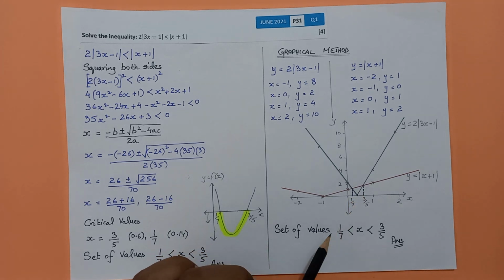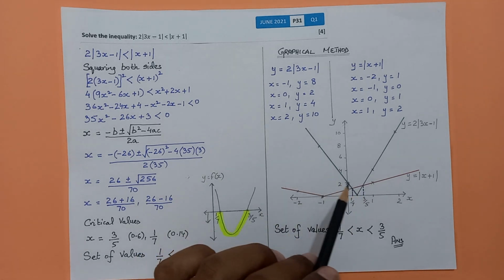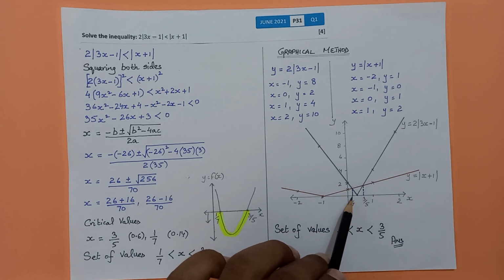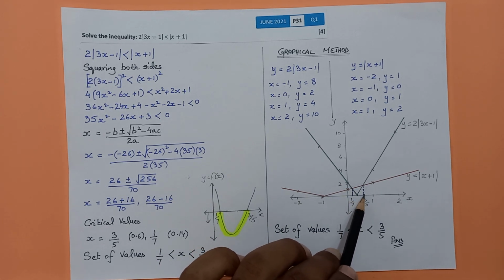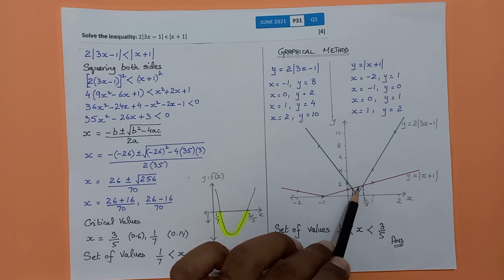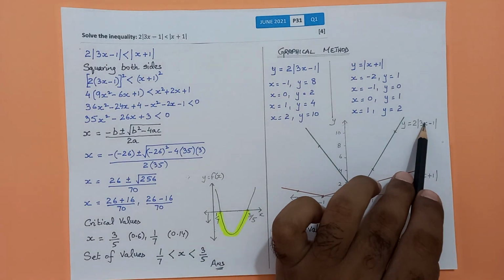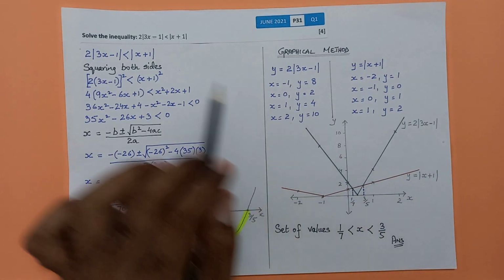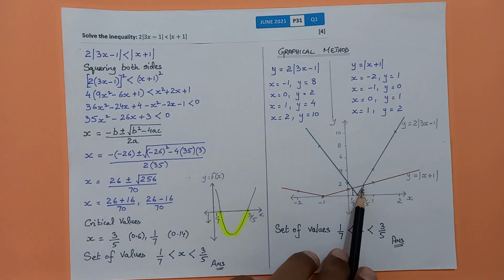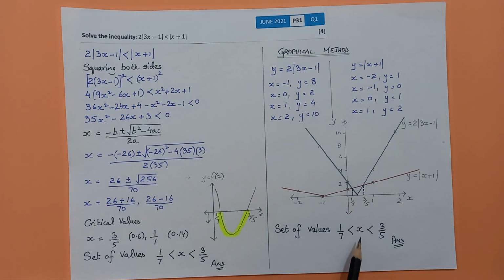which is the set of values for the given condition, is basically the area which is greater than 1/7 and less than 3/5, because in this area the red line is above the green line, or in other words, the green line is below the red line. That means the green line is less than the red line, and green is this one and this one is less than this one, and that is the question. So finally the set of values are all the values where x is greater than 1/7 and less than 3/5.